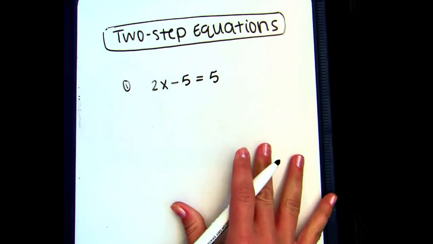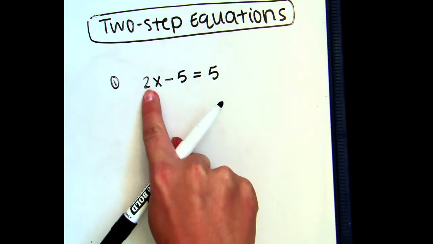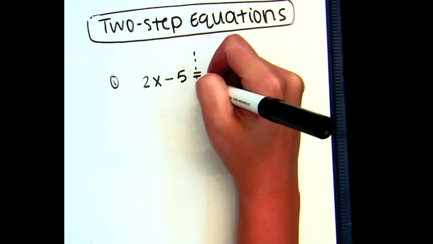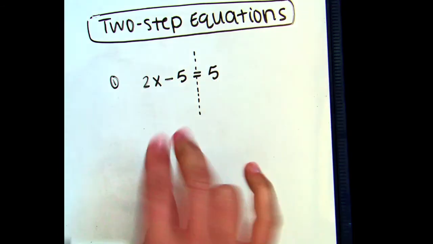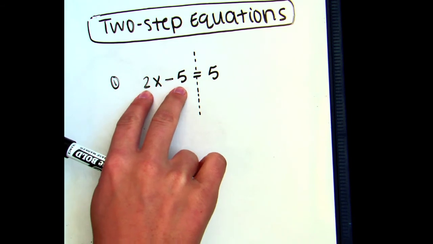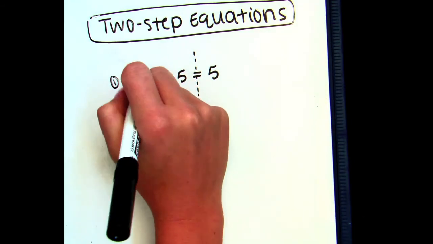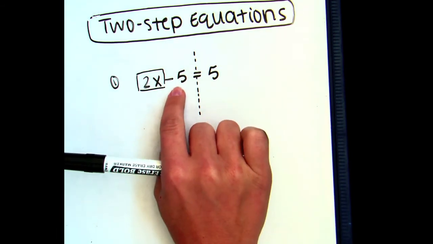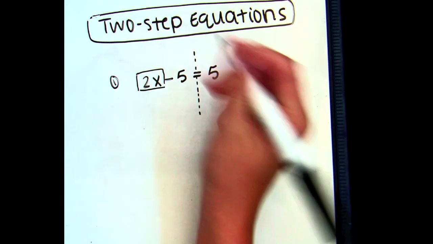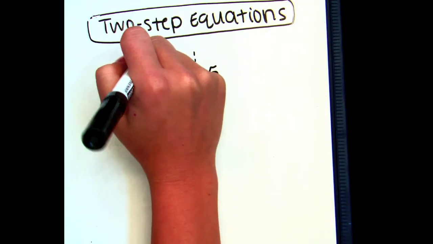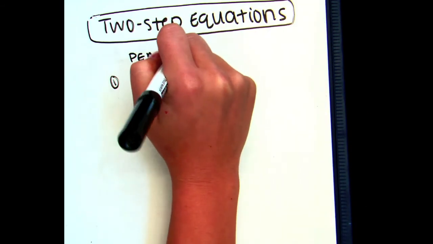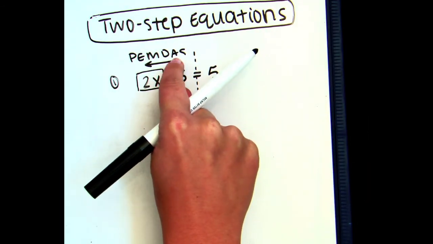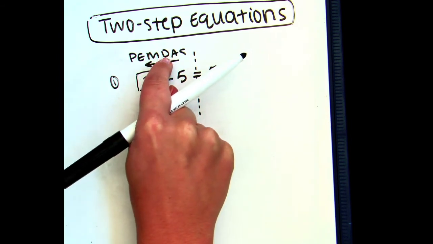Well, as you can see, we're going to have to get rid of this 2, and we have to get rid of this minus 5. So we draw our dividing line. We have to decide which guy to get rid of first. The 2 is attached to the x, so we can't take the 2 off until we actually get rid of this extra guy, the minus 5. In other words, you can also follow PEMDAS backwards. So subtracting and adding is going to be taken off before dividing and multiplying.